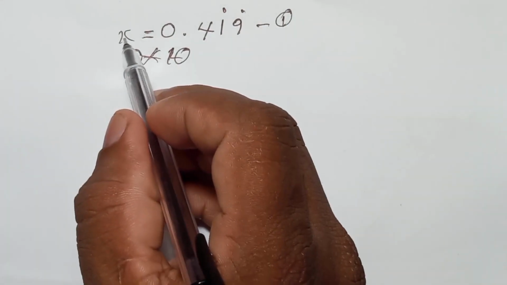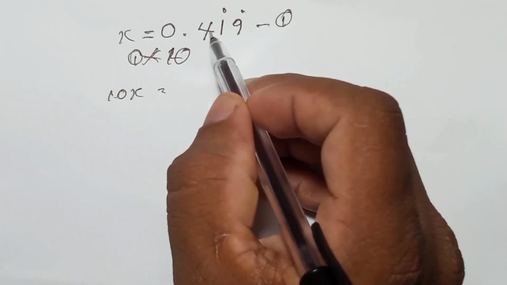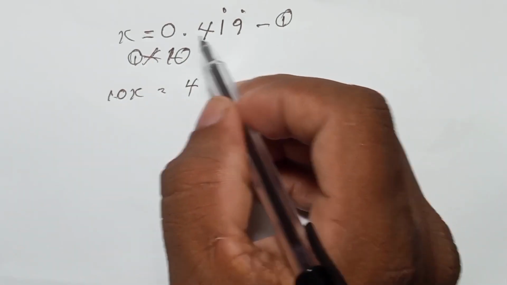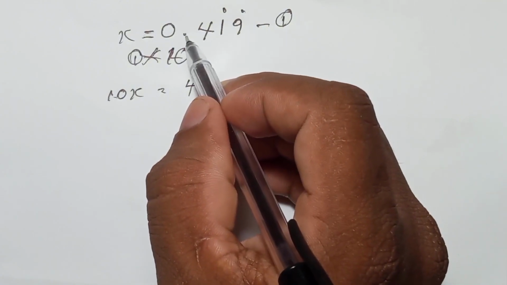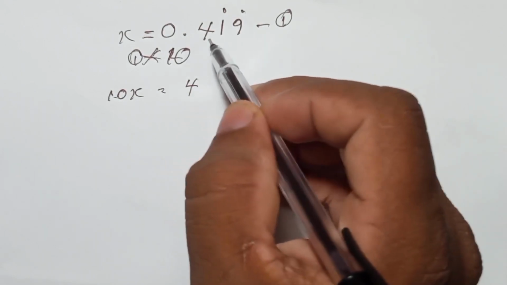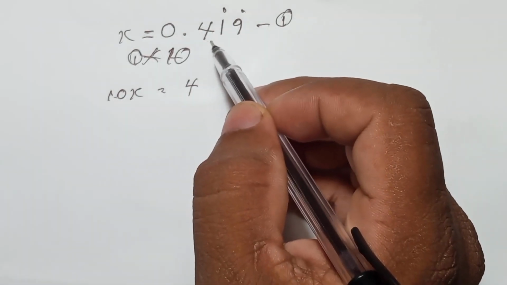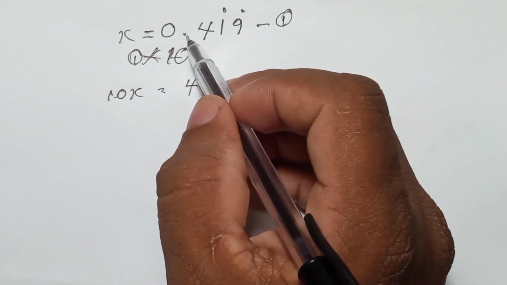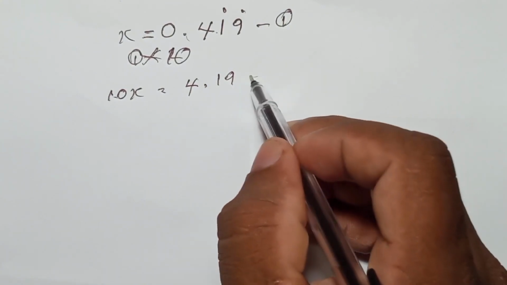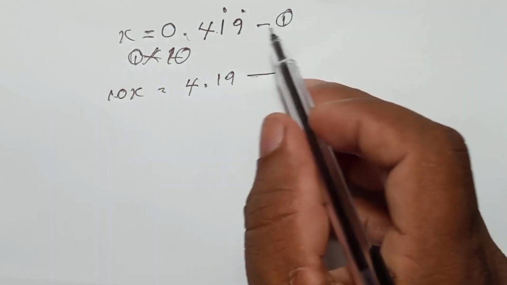So here x into 10 will be 10x, and here, when I multiply by 10, it will be 4. You know how to multiply by 10. The decimal point moves to the right by 1 place, because 10 means 1 and 0. So the decimal point moves to here, that means 4.19 recurring. I will name this as equation 2, or equation 1.